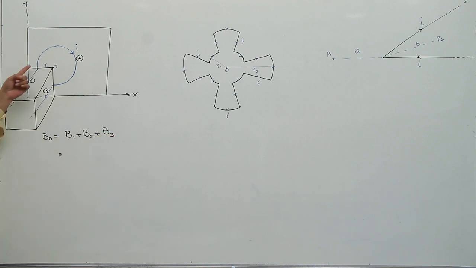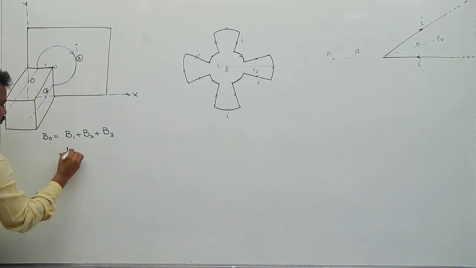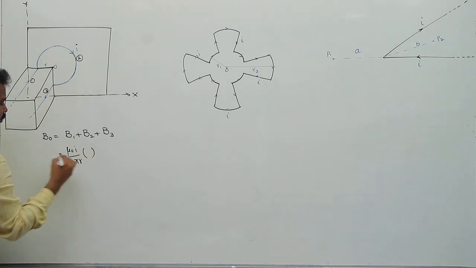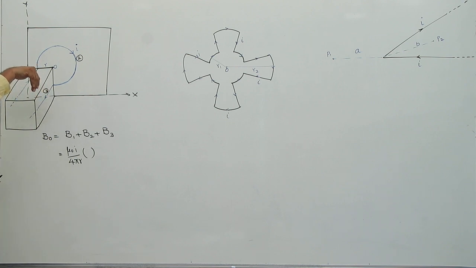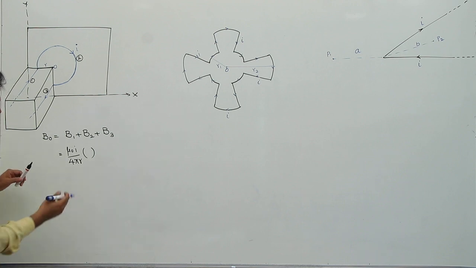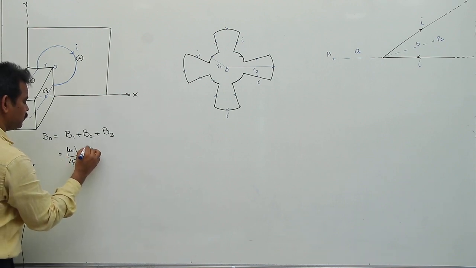So what is the magnetic field here? Here current is flowing like this into negative z-axis. The field will be downwards, negative y-axis. So this will be mu naught I by 4 pi R into, this is the magnitude of this one, and its direction is along a negative y-axis. So this I am going to write minus j here.